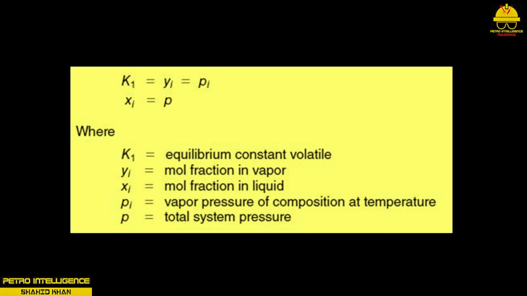Distillation calculations are used to determine vapor-liquid equilibrium data. A common equation used to determine performance is Raoult's law. Ki equals yi over xi equals Pi over P, where Ki equals equilibrium constant volatile, yi equals mole fraction in vapor, xi equals mole fraction in liquid, Pi equals vapor pressure of composition at temperature and P equals total system pressure.